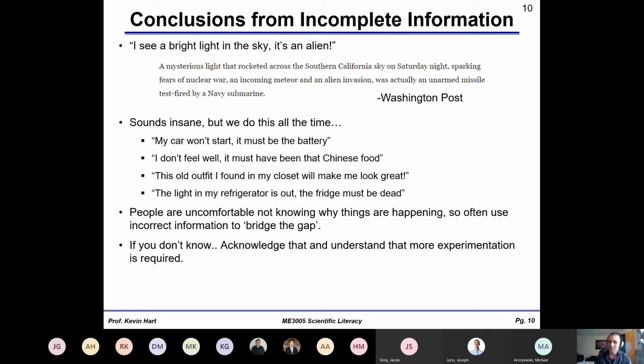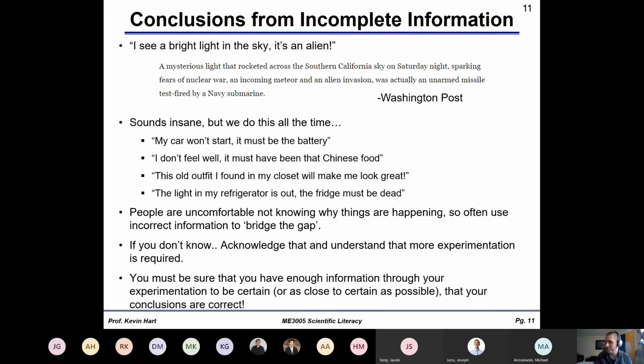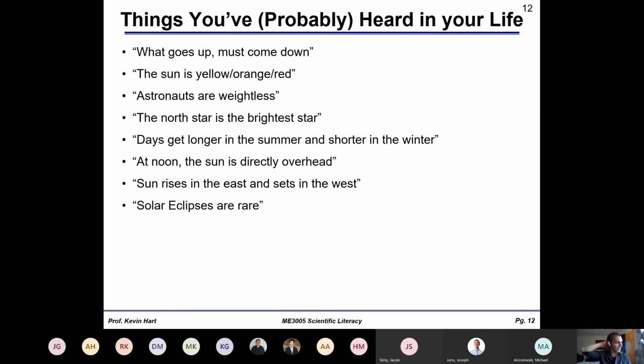All right? If you really don't know, you've got to acknowledge that and say, all right, I need some more experiments. I need to put on that outfit. I need to do the test on my battery for my car to see if it's actually busted or not, right? Well, so what's the real issue? All right? Be sure you have enough information through your experimentation to know your conclusions as well as you possibly can.